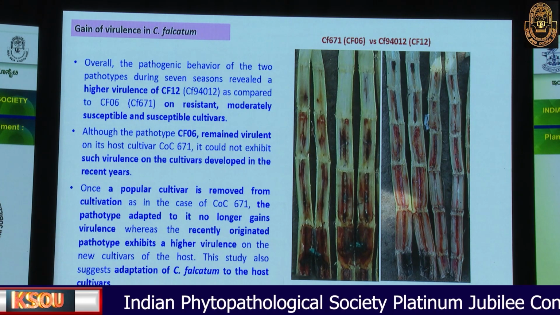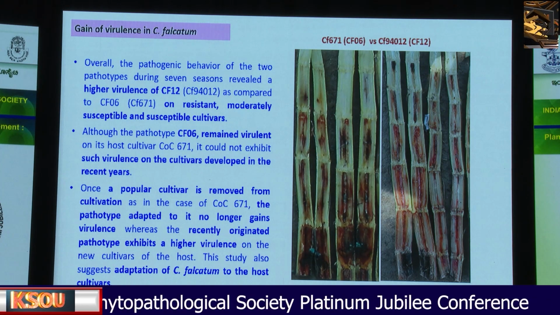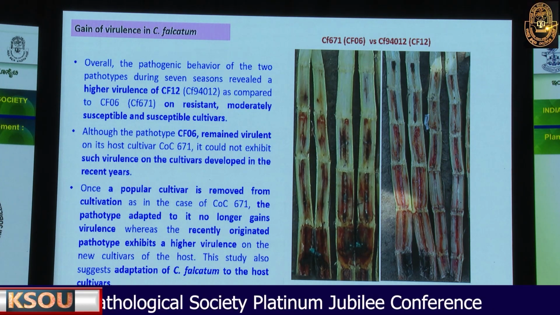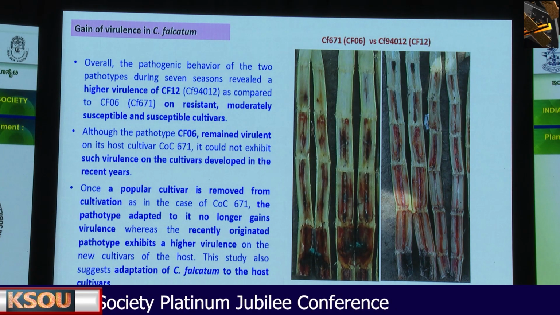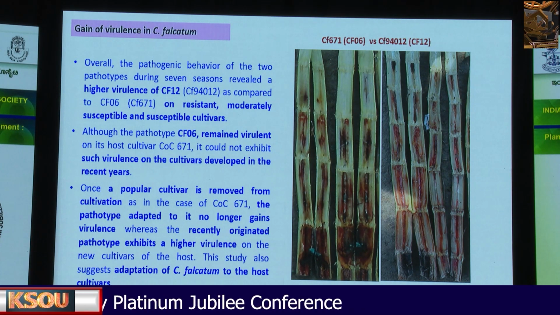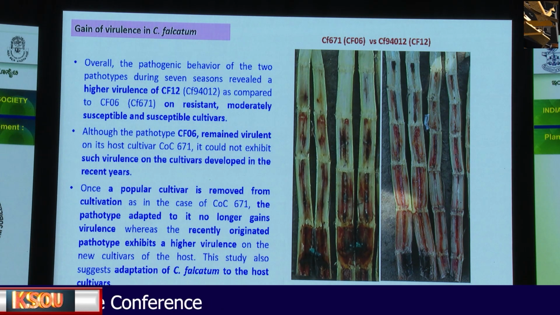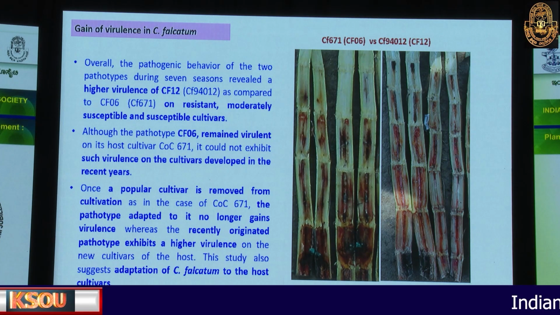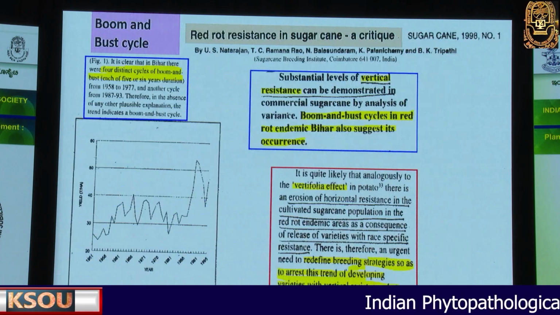This is the conclusion after identifying the pathotype. When we remove a variety from cultivation, the pathotype from that variety maintains only moderate virulence, whereas when a new variety succumbs to the pathogen, the pathogen evolves quickly and acquires more virulence. So we found something similar to post adaptation in sugarcane.